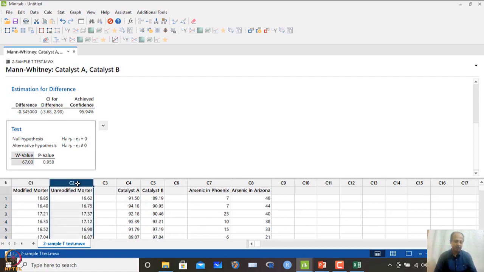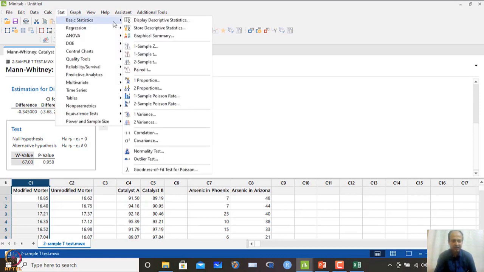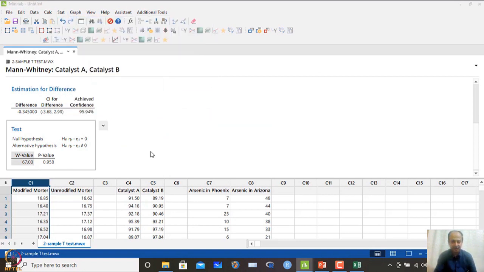Unmodified is the original formulation, modified is the new formulation of cement, and we want to do the two sample t test and confirm whether they are different or the same. So what we will do is again the basic statistics testing over here. I want to check a two sided test, let us say.